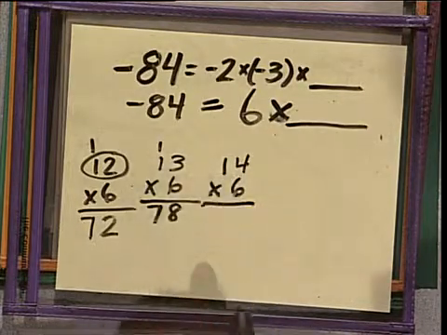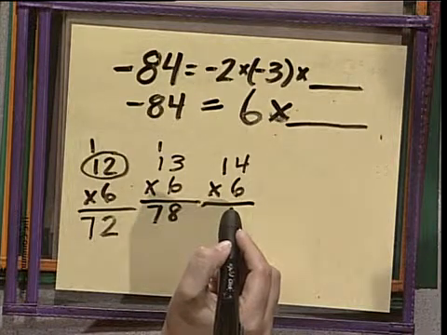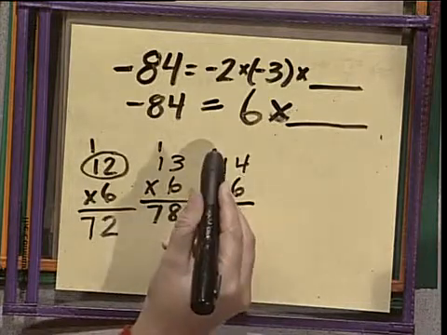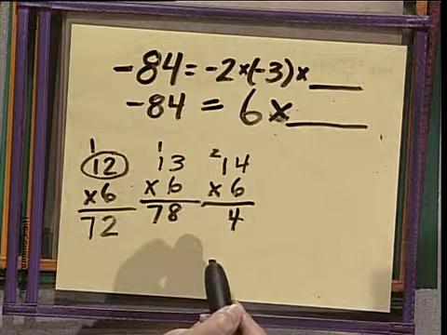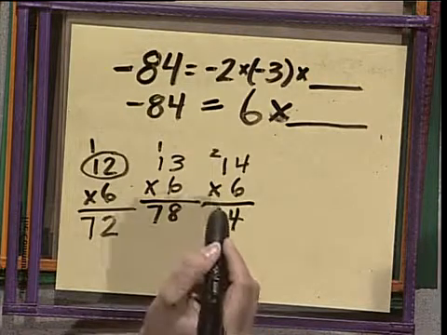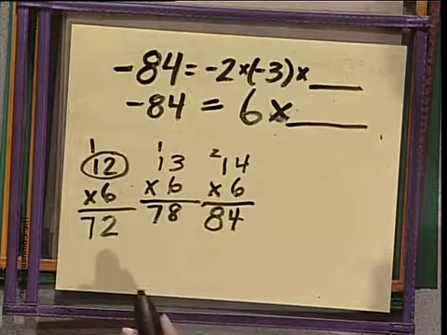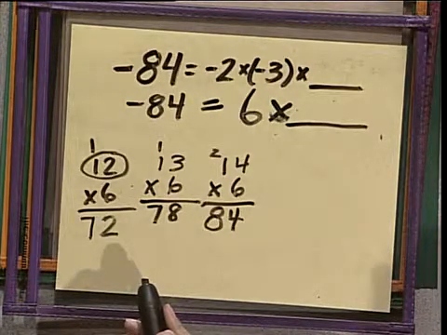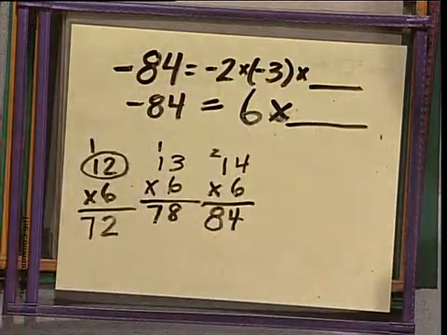14 times 6. What's 6 times 4? 24. Okay, and then 6 times 1 is 6, plus 2 is 8. Very good. So 14 times 6 equals 84. So what number do you think should go in our blank?